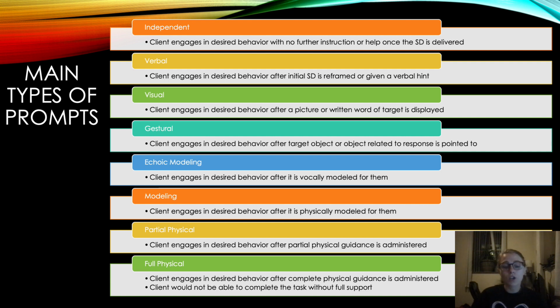We then have echoic modeling. So this is when the client engages in the desired behavior after you vocally model for them. So back to our what is this example, if you say what is this, immediately followed with the full word stapler, that would be vocally modeling or echoically modeling the word that you want them to say, and you want them to respond with an echoic of saying the word stapler back to you.